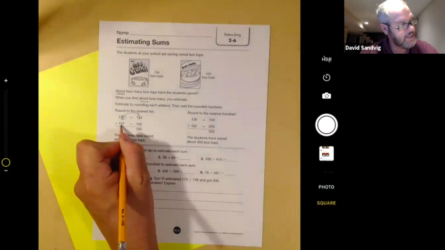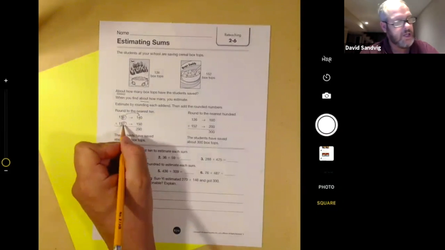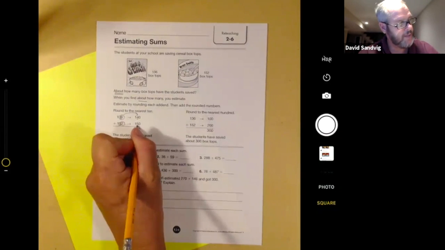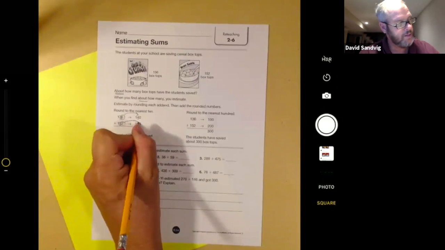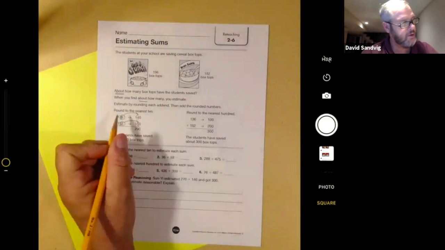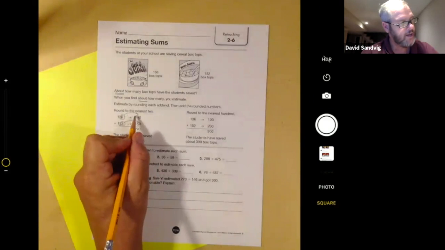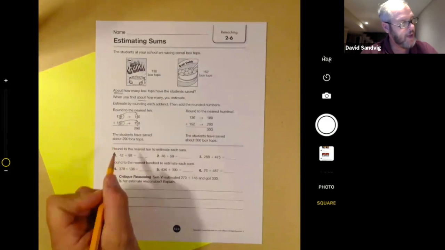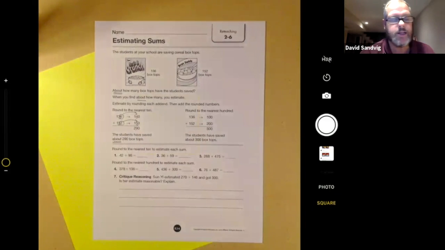The 5 is in the tens place. I'm going to circle the 2. 2 is 4 or less. So the 5 stays the same, and the 2 becomes a 0. So rounding to the nearest 10, we got 140 plus 150, which is a lot easier to add. 0 plus 0 is 0, 4 plus 5 is 9, and 1 plus 1 is 2. The students have saved about 290 box tops.